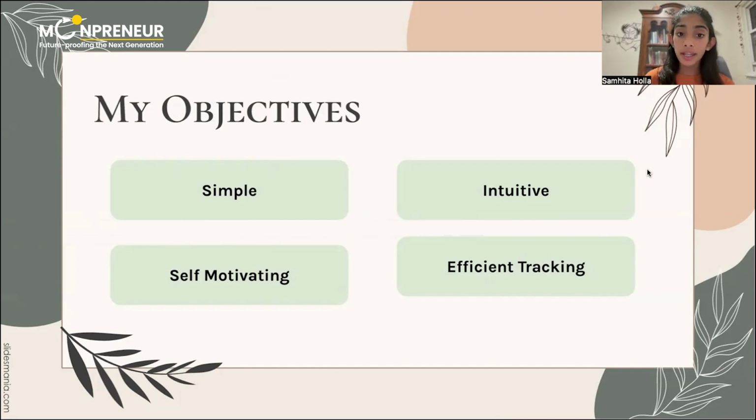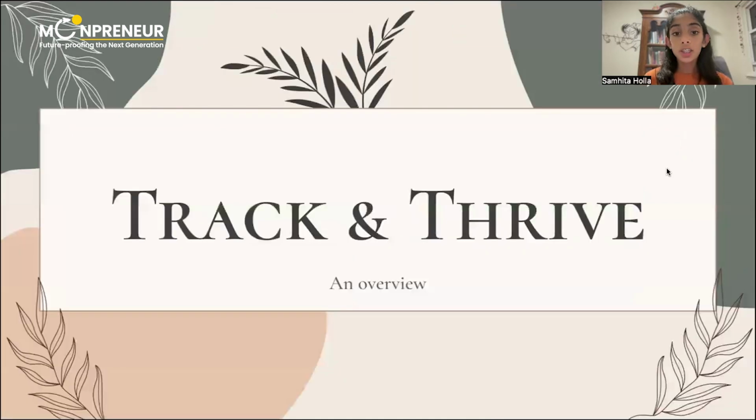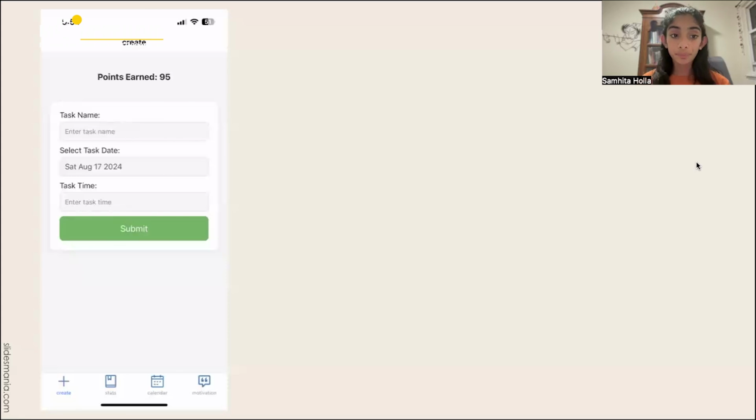Now, you might be thinking, how specifically does my app address these problems? To answer that question, well, let's take a look at Track and Thrive. So, there are 4 pages in my app. I'm going to go in depth into all of these pages. Here is the Create page.